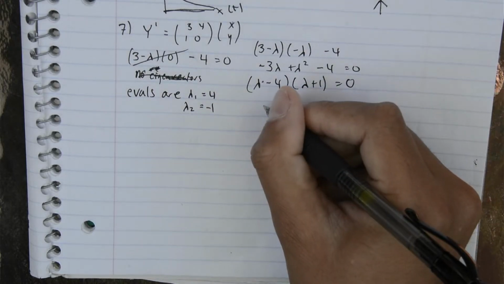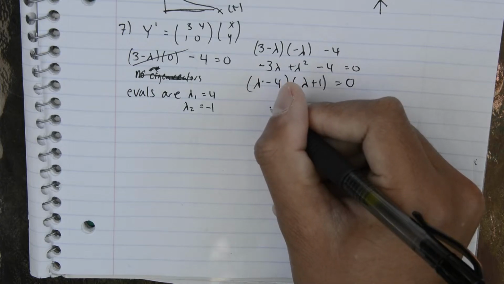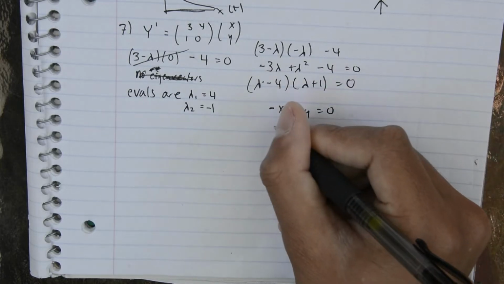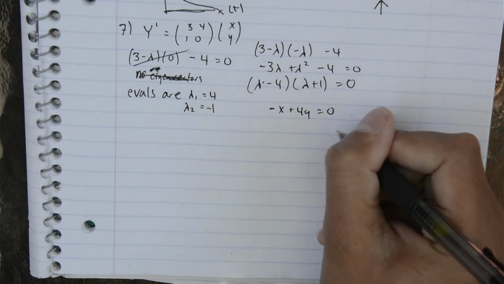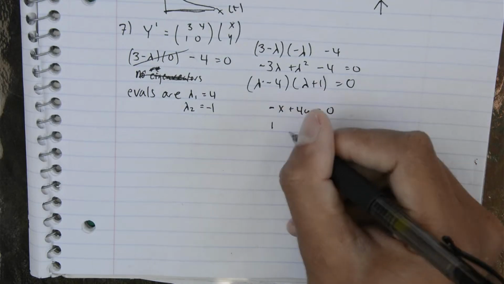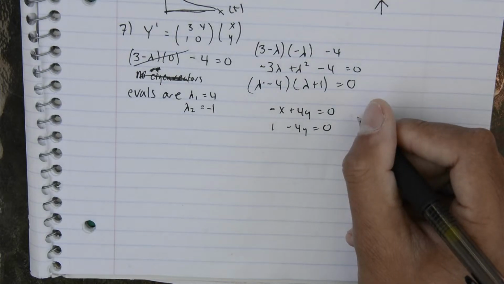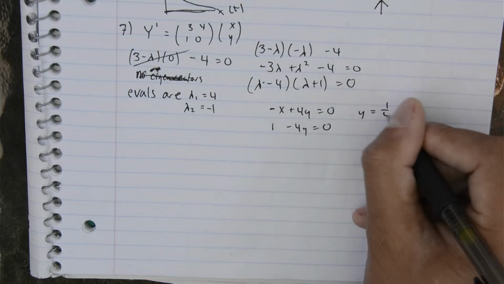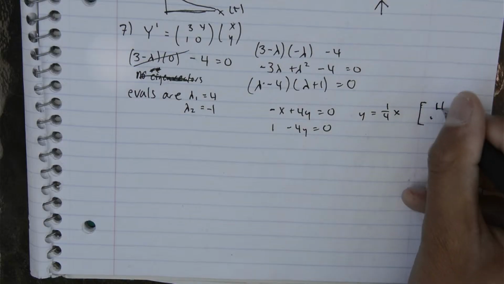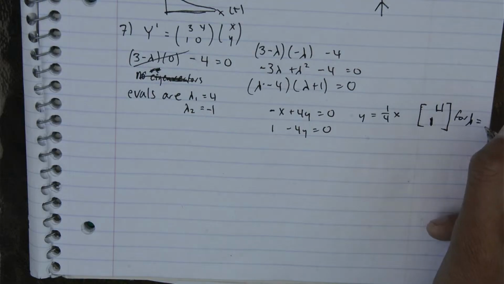Okay, so now we're going to get minus x plus 4y is equal to 0, and x minus 4y is equal to 0. So then the solutions are y is equal to 1/4 x. So we have the eigenvector 4 and 1 for lambda equal to 4.